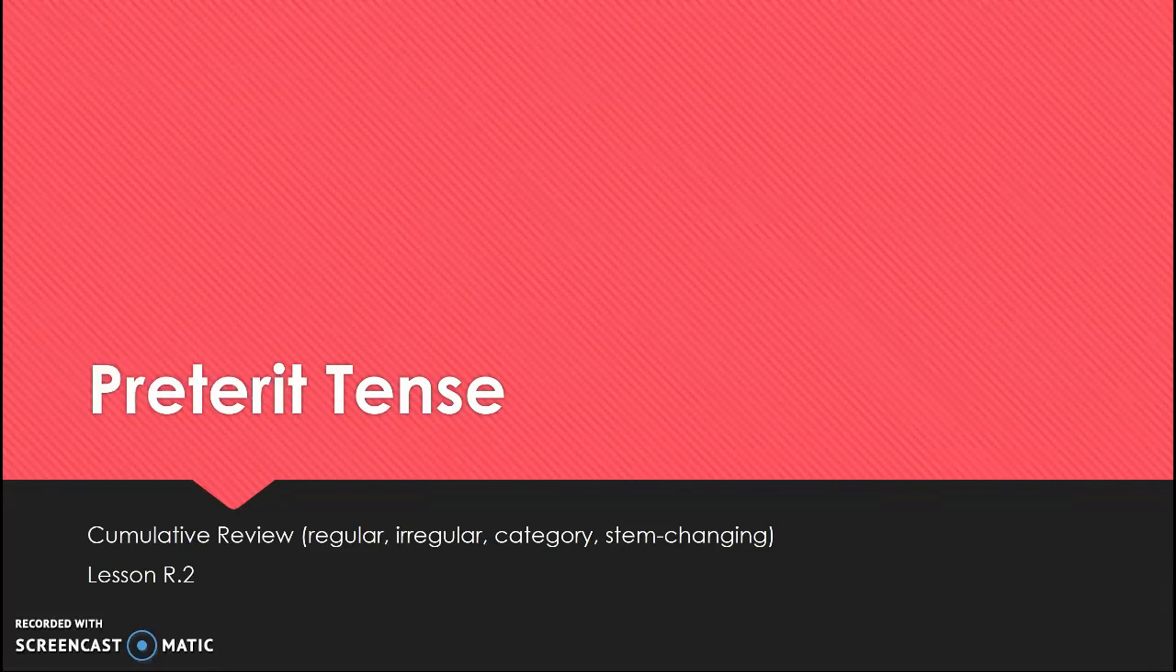Welcome to Grammar Lesson R.2 on the preterite tense. This is a cumulative review of the entire preterite tense, all verbs: regular, irregular, category, and stem changers. These tenses also apply to previously learned reflexive and reciprocal actions. Whenever a reflexive or reciprocal action is present, you must include the pronoun in front. These are just new conjugations to work with.